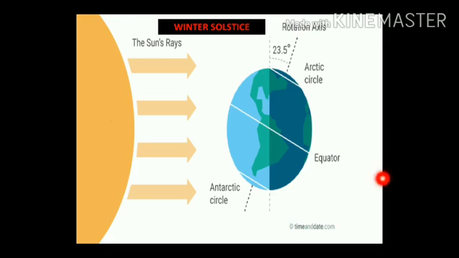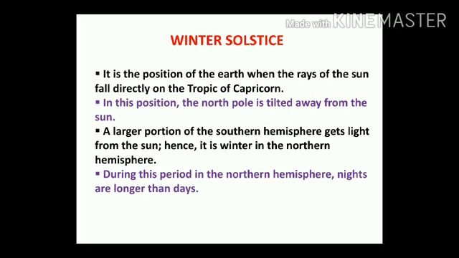At this time, in the northern hemisphere, all these conditions are reversed. That means it is winter season in the northern hemisphere. So, the nights are longer than the days. This position of the earth is called winter solstice. So, let's find out the main features of winter solstice.